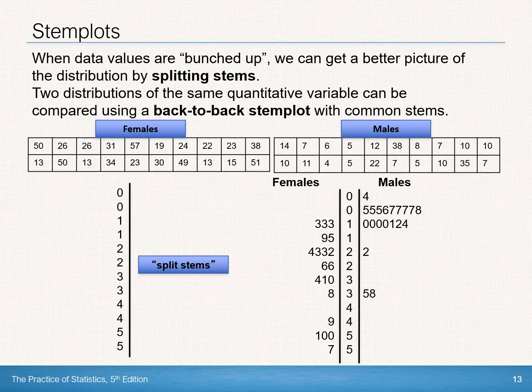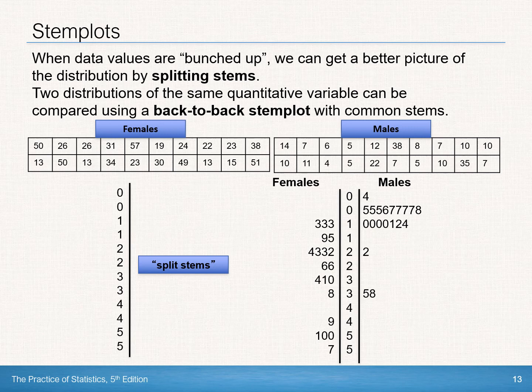Now a back-to-back stem plot is exactly what it sounds like. I've got the same stem, but I've got one group on one side and one group on the other side. This is a quick way to be able to compare two distributions using a stem plot.